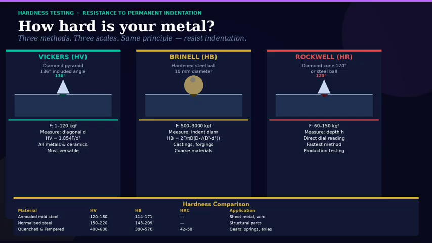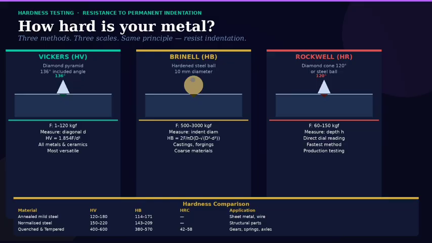Now, we understand how hardness can be measured. Hardness is the resistance of a material to permanent indentation. 3 standard methods. Vickers, a diamond pyramid with a 136-degree included angle pressed into the surface.